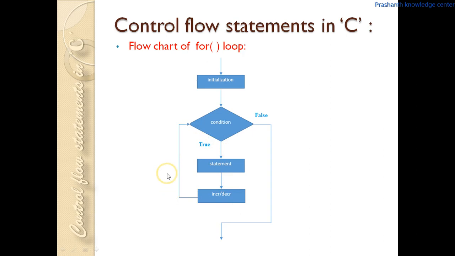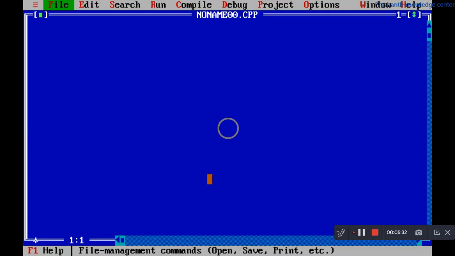Like this the loop will be repeated until the condition is false. If the condition is false, the loop will be terminated. Like this for loop will be executed. Now we'll see some of the programs for easy understanding of these loops. Here we'll write the program.